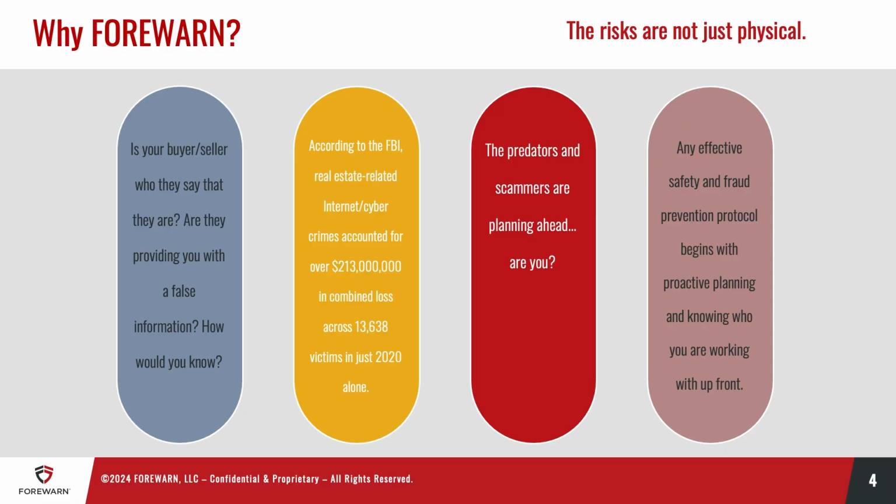The FBI reported real estate-related internet and cybercrime accounted for over 213 million in combined loss across more than 13,000 victims just in 2020. Any effective safety and fraud prevention protocol begins with proactive planning: knowing who you're working with, knowing if they're safe to be working with, and really being ahead of the predators and scammers, because they too are planning ahead.